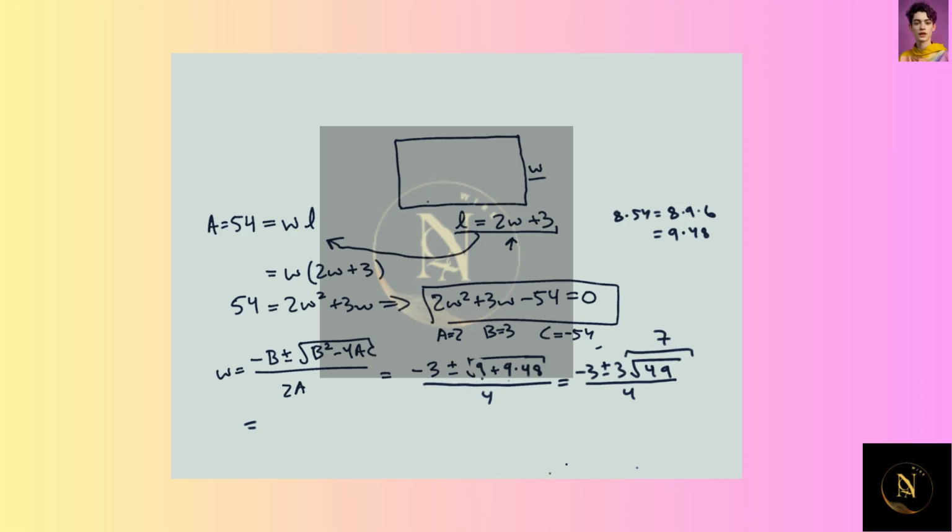So we need to choose the positive root. Minus 3 minus 7 will be negative, so we take the other one, which will be positive. So that'll be 3 times 7, which is 21, minus 3, divided by 4, which is 18 over 4, which is 9 over 2. So that's the width of the pool, and this implies that L is equal to 2W plus 3, which in this case is going to be 12. And we can check that L times W does give us 54.